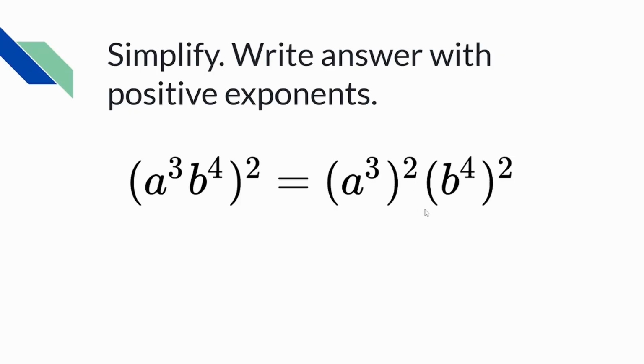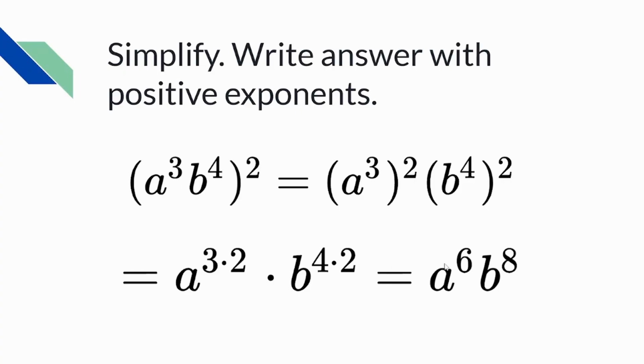So I have a power on top of a power. What do I do? I multiply the exponents in both cases. So I have a to the 3 times 2 times b to the 4 times 2. That gives me a to the 6 times b to the 8. So my final answer is a to the 6 times b to the 8.